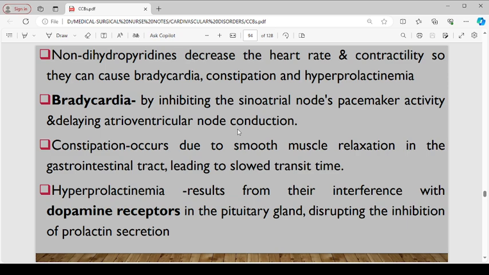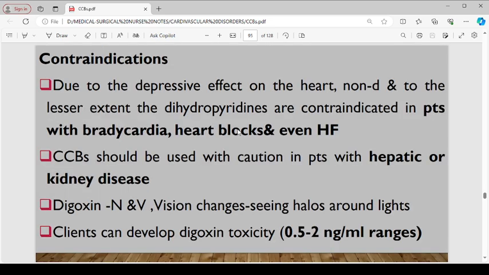These drugs are also contraindicated in a number of conditions. So due to their depressive effect on the heart, you find the non-dihydropyridines, and to a lesser extent the dihydropyridines, will be contraindicated in patients with bradycardia, with heart blocks, and even heart failure. Calcium channel blockers should be used with caution in patients who have hepatic or renal diseases.